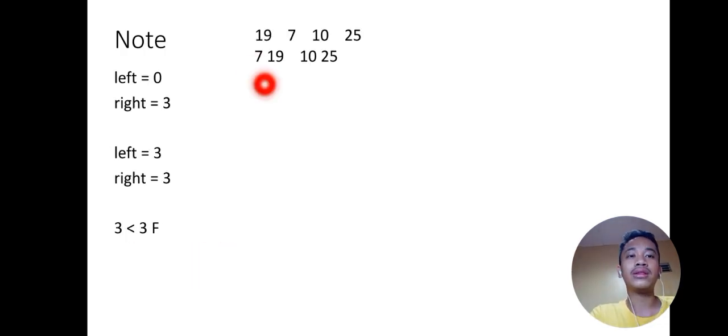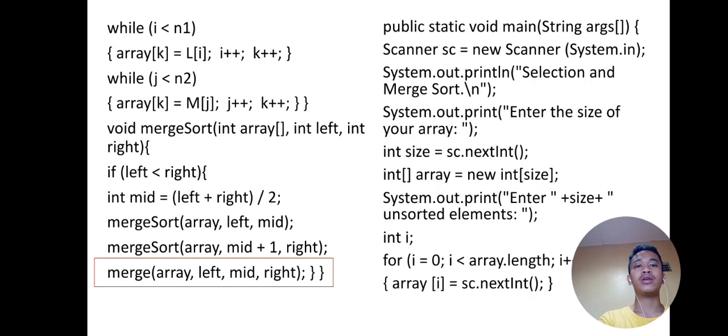So after that, this array will be sorted accordingly. In our left subarray, it will be sorted to 7, 19. In our right subarray, it will be 10 and 25. So next, it will perform our code right here. It will call the merge method with the parameters array, left, mid, and right. We know that the value of our left is 0, the value of our mid is 1, and the value of our right is 3.